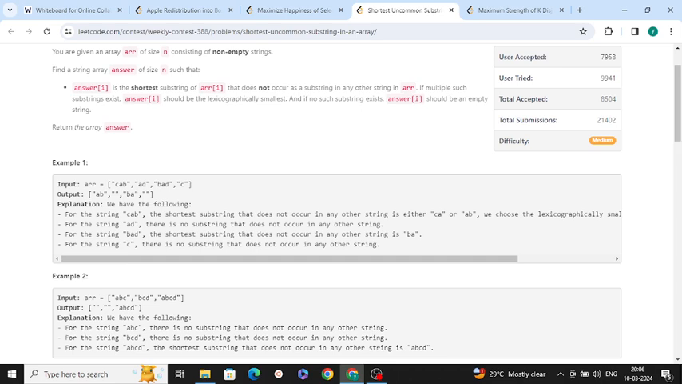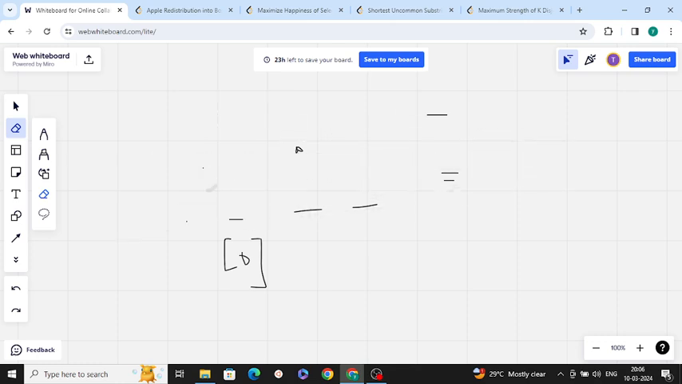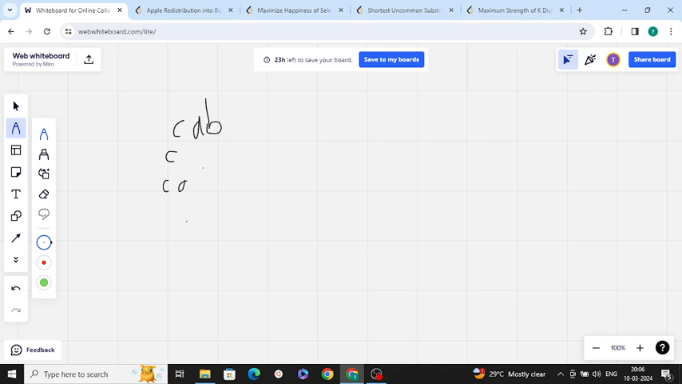So what they are saying, let's discuss with the example. I'll be taking this CAB. CAB is the first string in the first test case, so I will try to explain that. So CAB, right? What are the possible substrings for this? The possible substrings are C, CA, CAB, right?